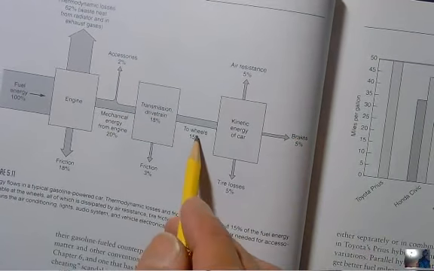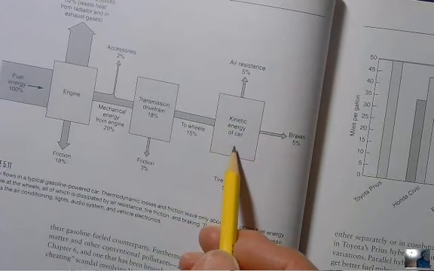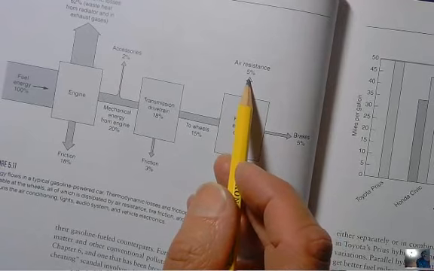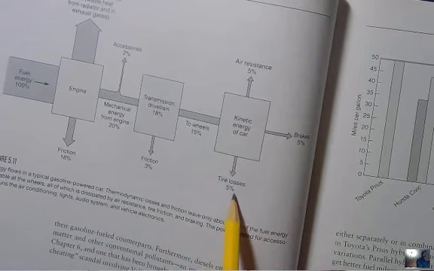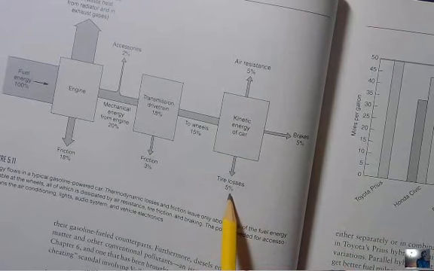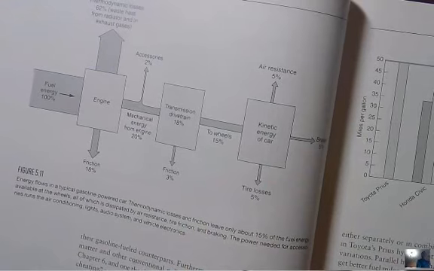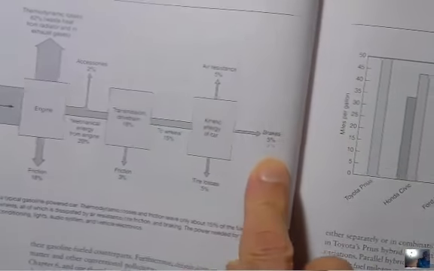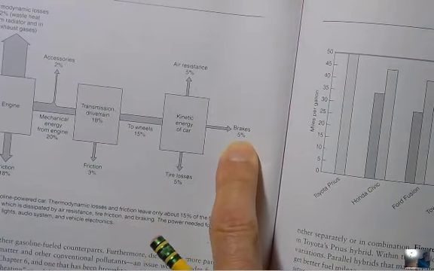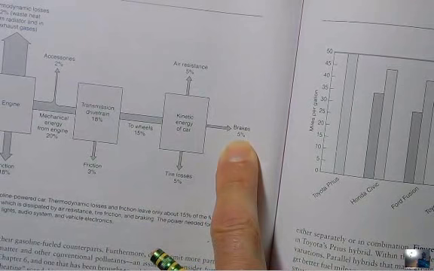So of the 15% that makes it to the wheels, that's the kinetic energy to drive the car down the road, 5% of it goes to fighting off wind resistance, 5% goes to frictional losses to the tires, and the last 5% is lost because if you start and stop a lot and you have to brake a lot, then all of that energy is lost. So your brakes get hot and you waste energy doing that.